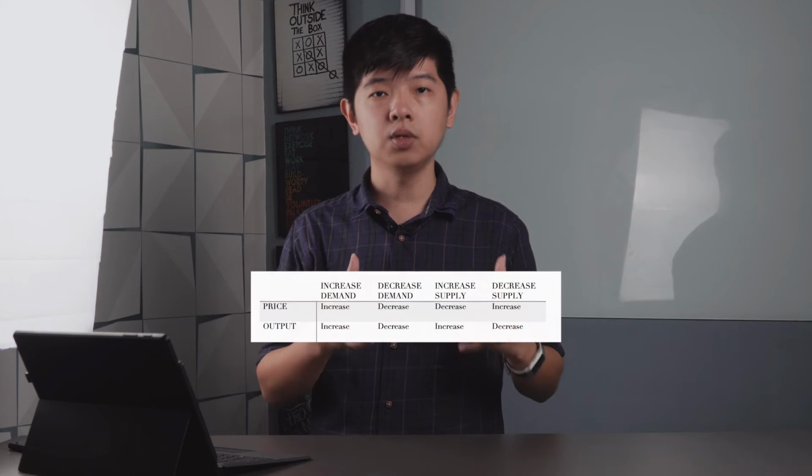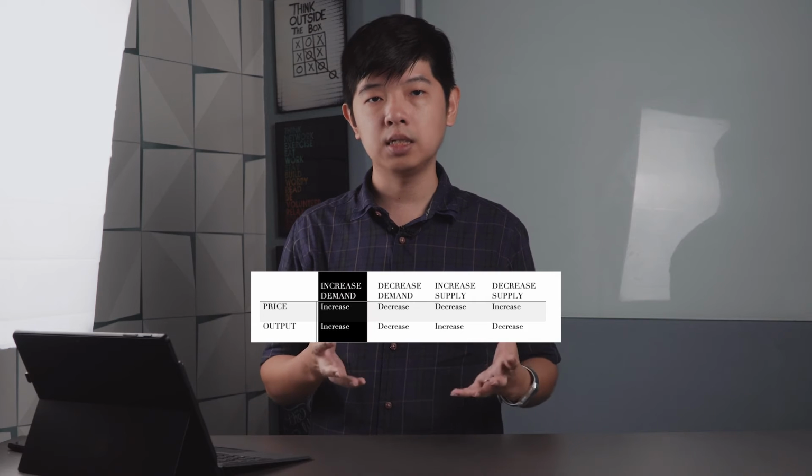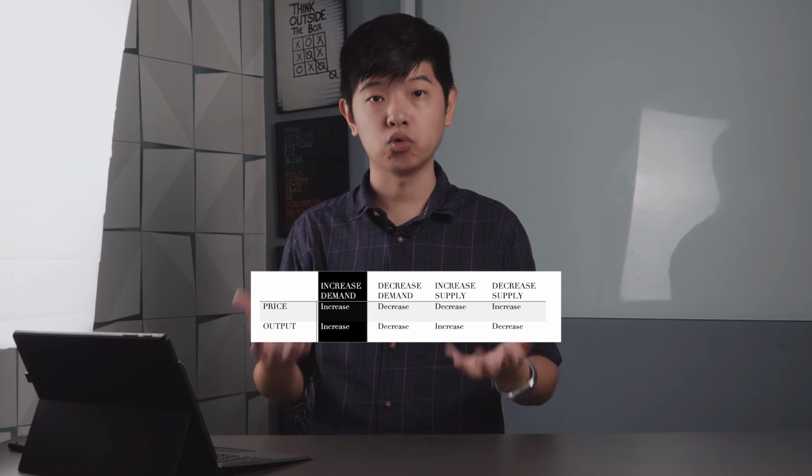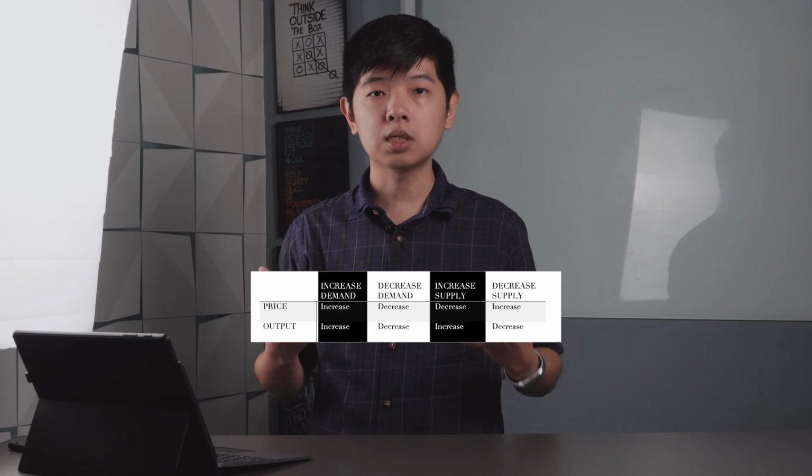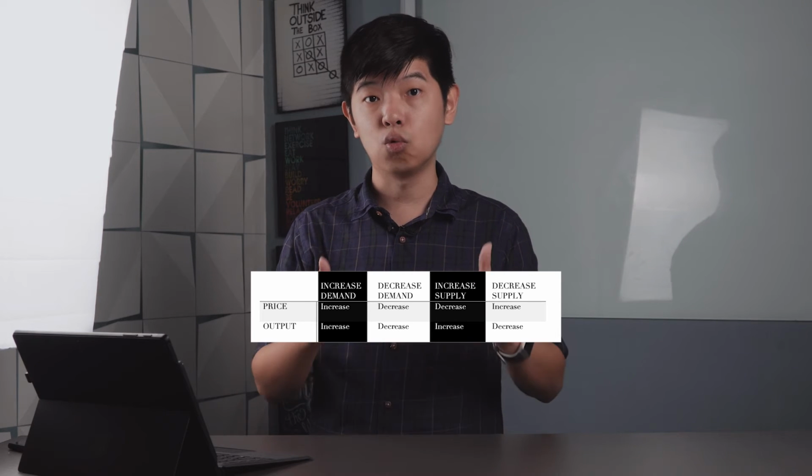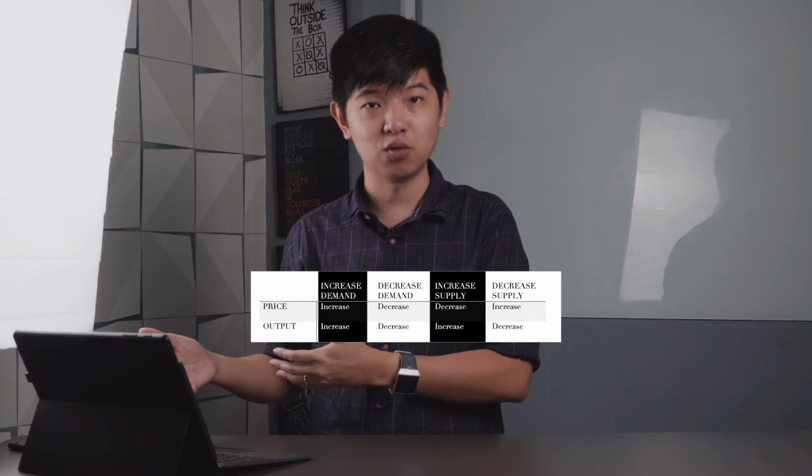Now, what is more interesting is what happens if you have simultaneous shift of demand and supply happening at the same time. Now, let's run through this by using one specific example. What happens if you have both an increase in demand and increase in supply? If you had an increase in demand, you will expect price to go up and output to also increase. As for an increase in supply, you expect price to go down while output will increase.